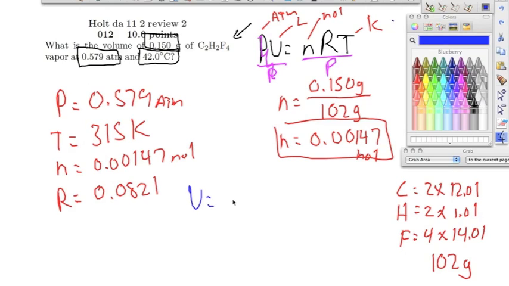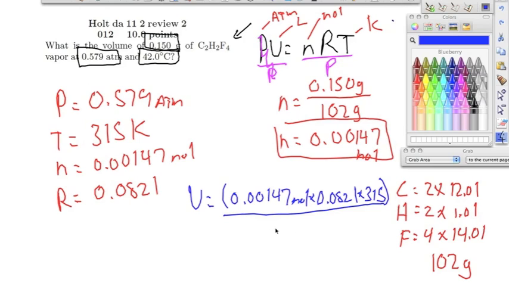Volume equals our moles of 0.00147 times our ideal gas law constant, 0.0821, times our temperature of 315, all divided by our pressure, which is 0.579 atmospheres, and we get a volume in liters of right around 0.06568 liters.